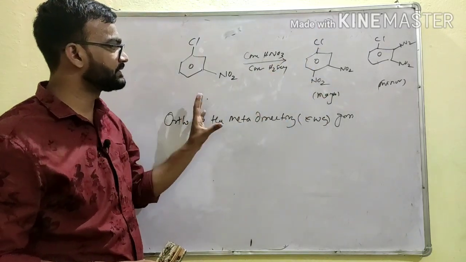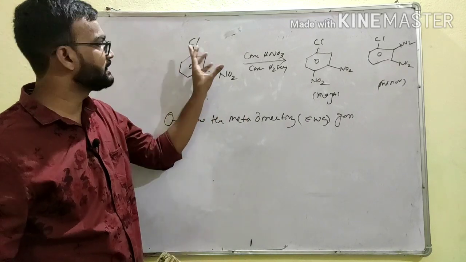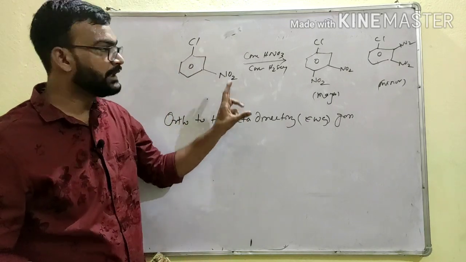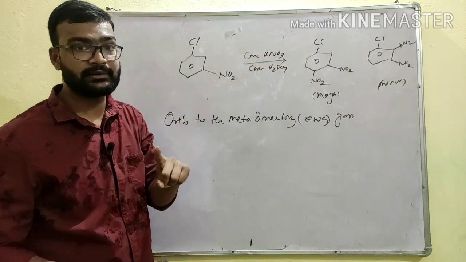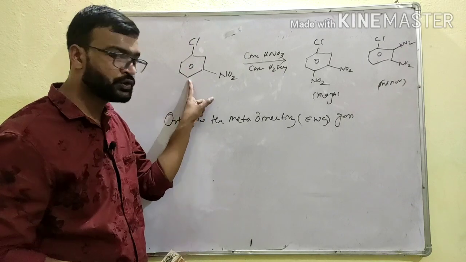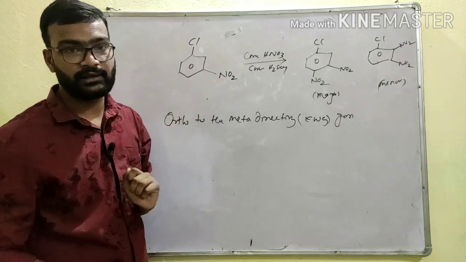Okay, so this is the concept, this is the only statement: if you have a disubstituted benzene, one group electron donating and one electron withdrawing, and you carry out another electrophilic substitution reaction, then the new electrophile will attack or take the position ortho to the electron withdrawing group. That means the meta directing group.